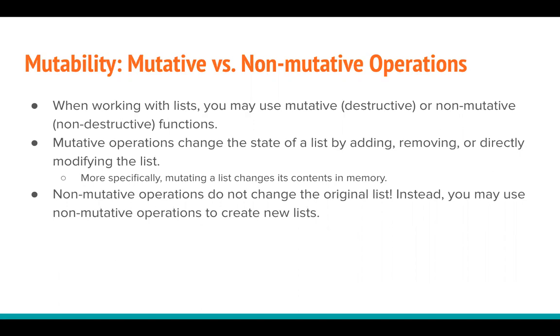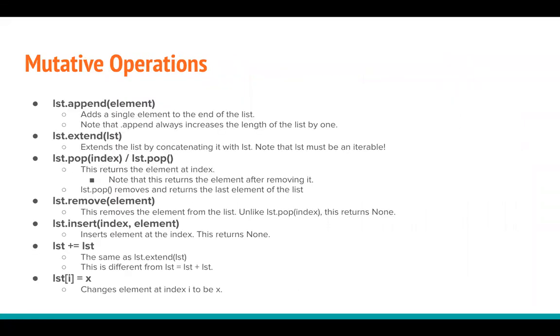But we also have non-mutative operations that don't change the original list. And these create a shallow copy of the list. And we'll see some examples of these non-mutative operations. Okay. But first, let's start with reviewing some of the ones that do mutate the list.